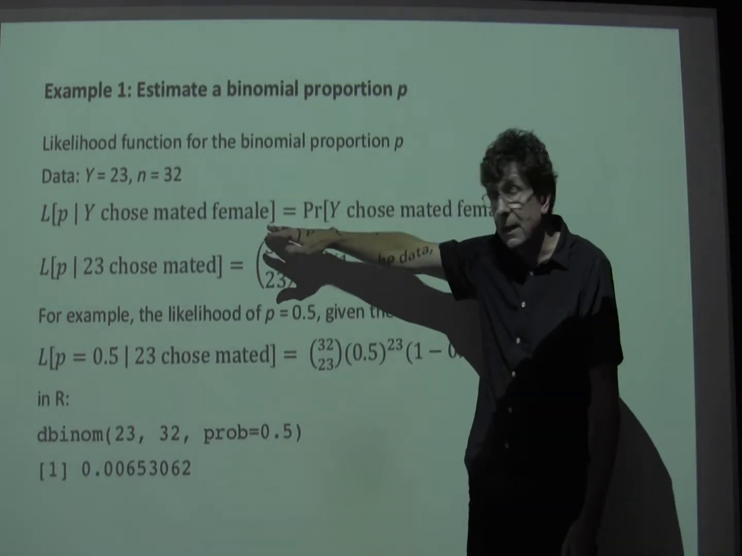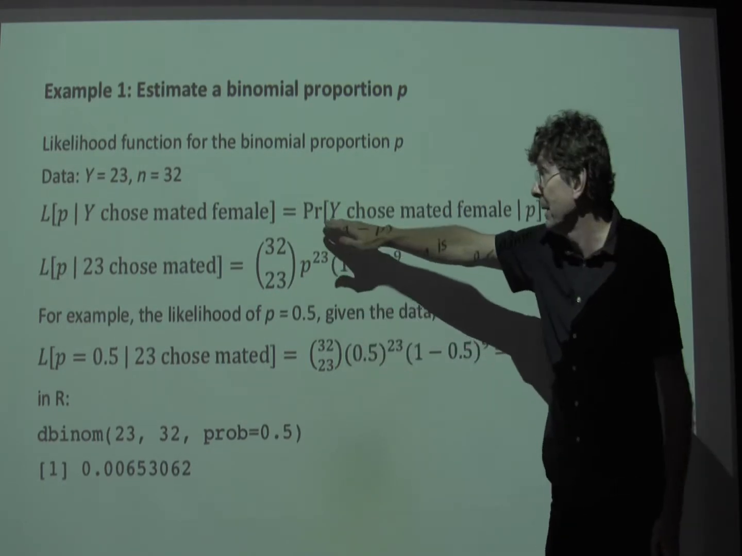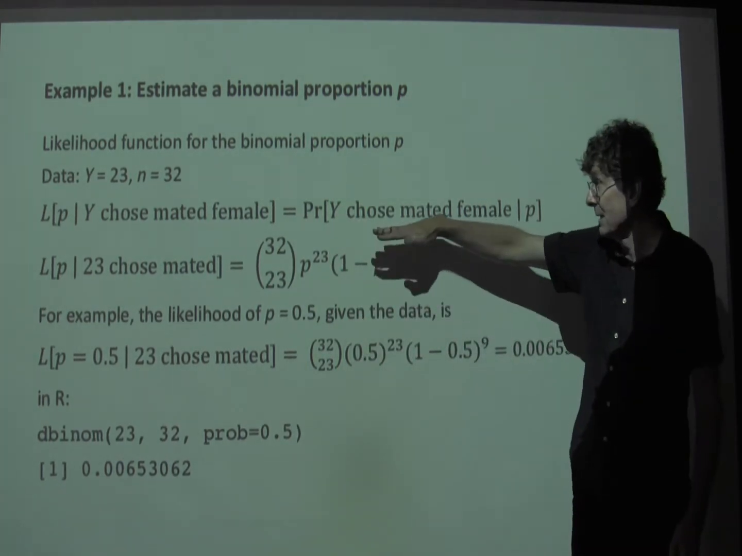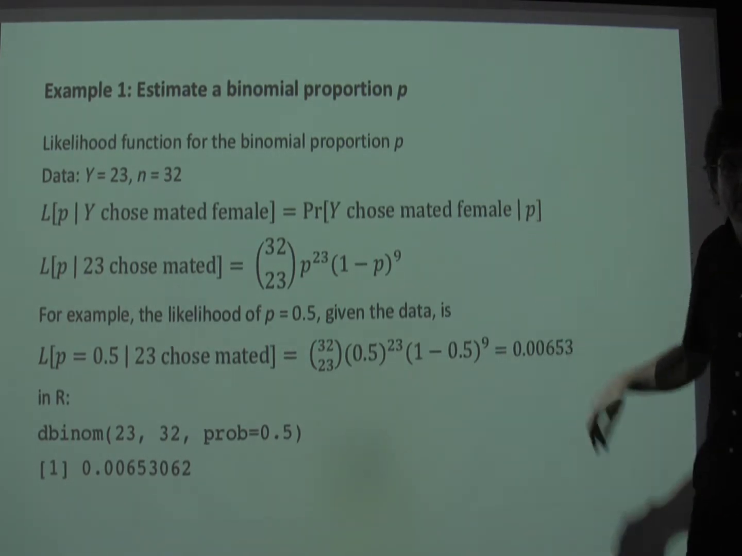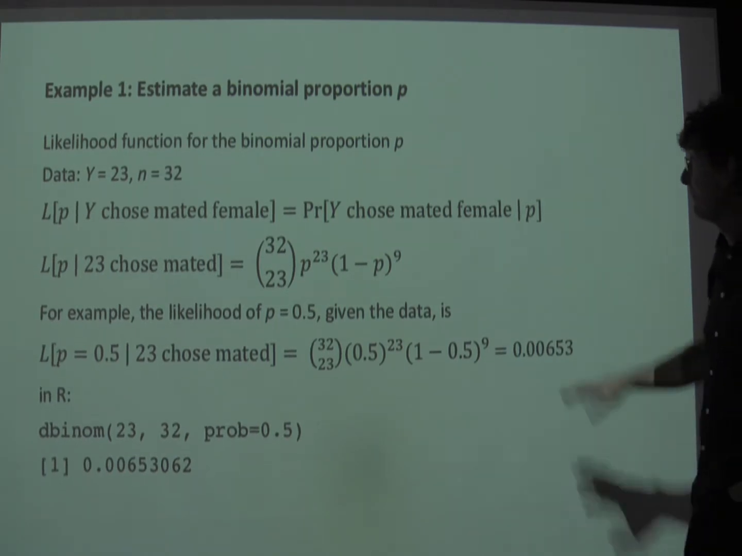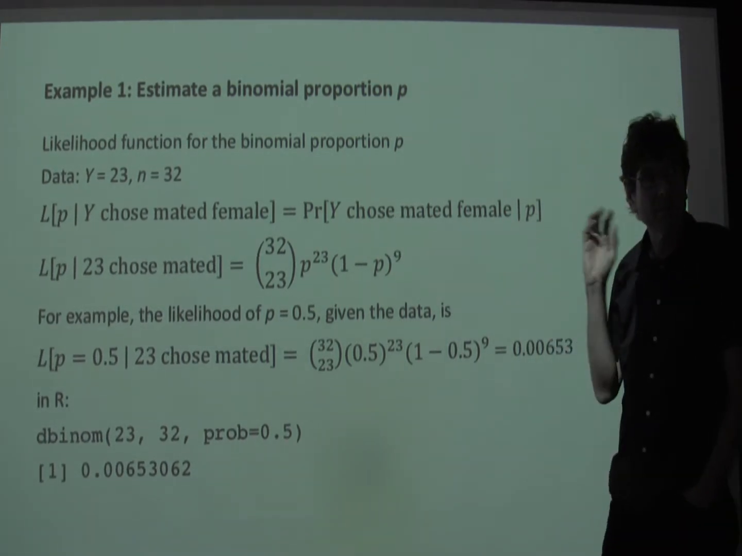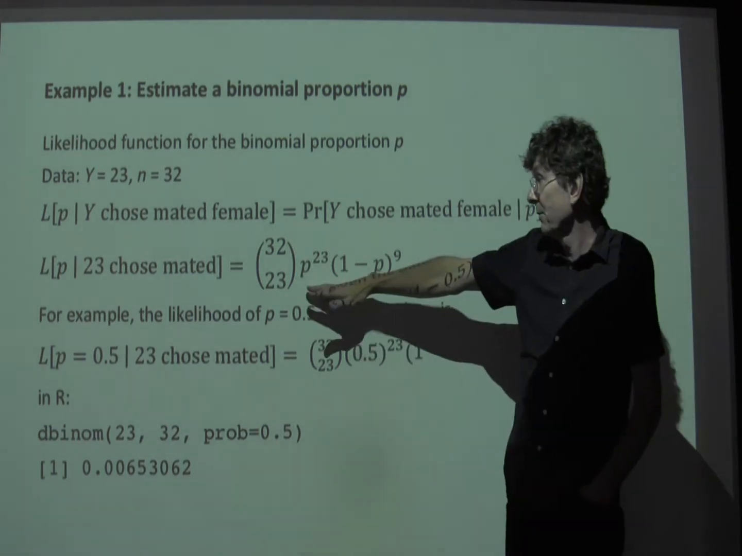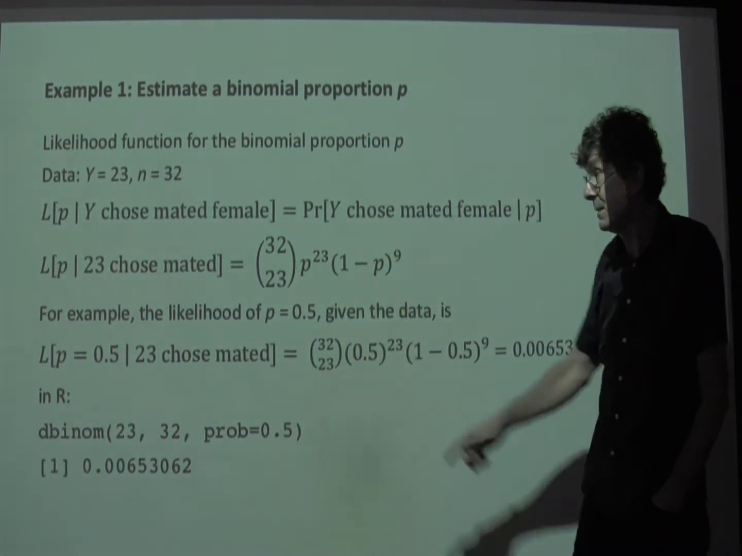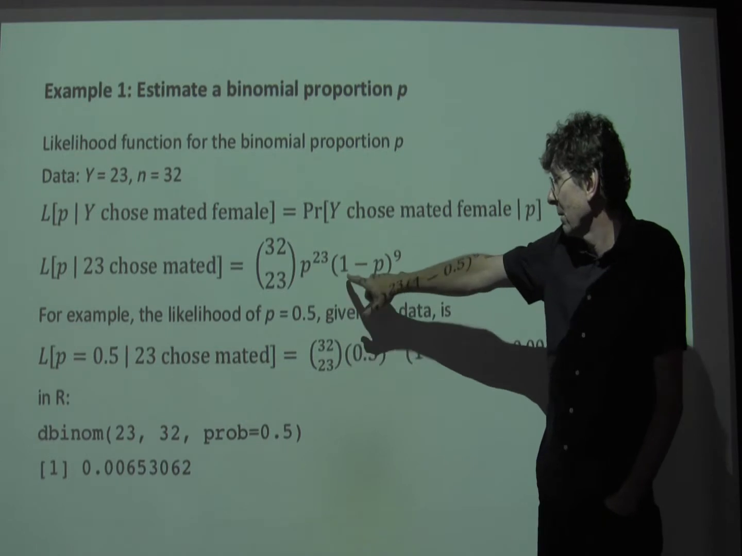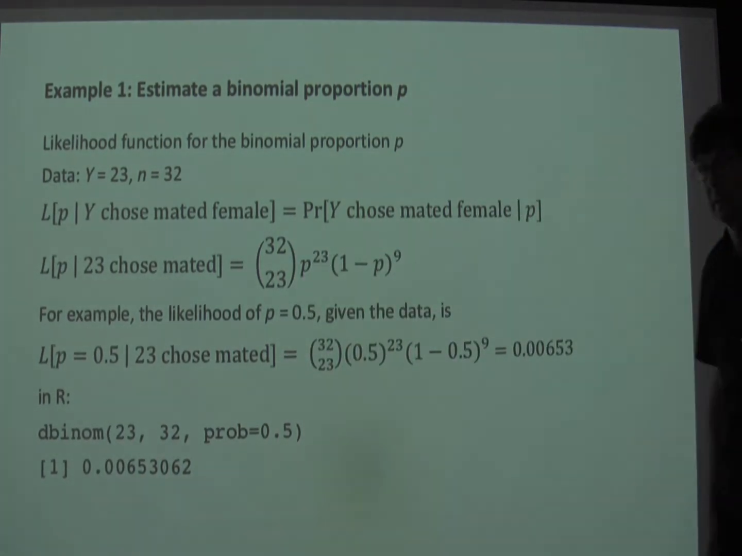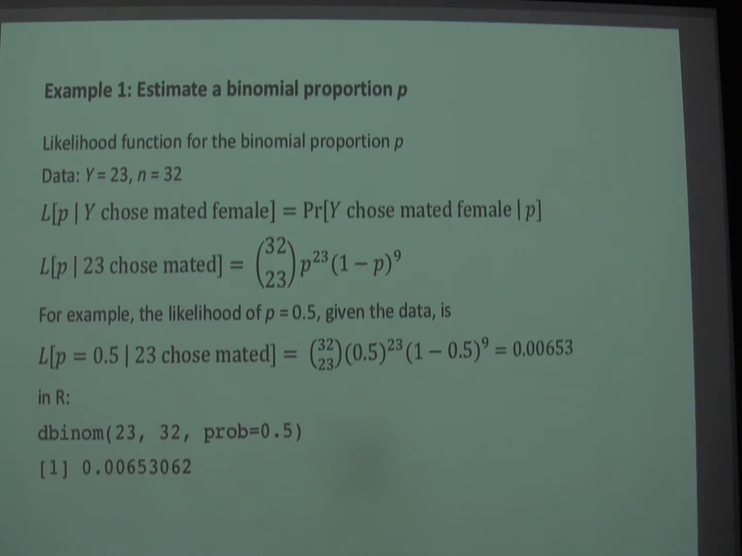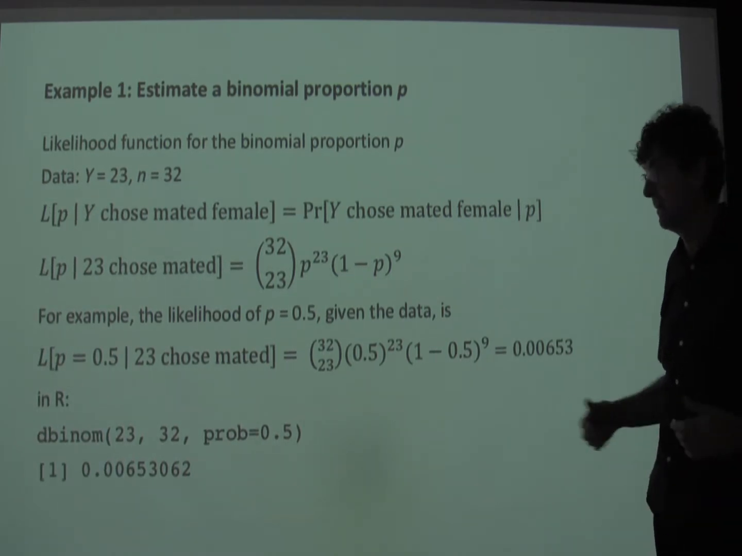And to calculate that likelihood of a particular value of p, we invert it. What we're asking is, what's the probability that y wasps chose the mated females given p? And we know how to calculate this probability using the binomial formula that I just showed earlier. For 23 successes out of 32 trials, it's p raised to the 23rd power, times 1 minus p raised to the 9th power, and then this combinatorics term that just counts up the many ways in which 23 successes might be obtained in a run of 32 trials.